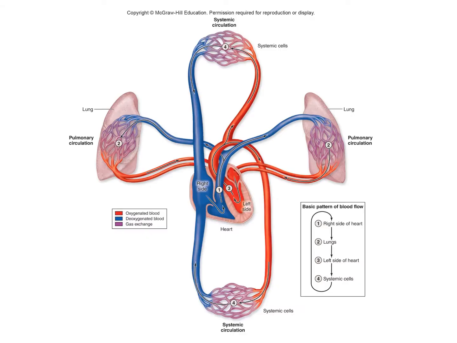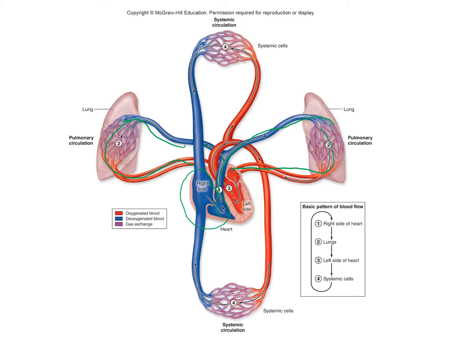So here's a little picture of that. So here we are. Let me change my color. Here we are in the right side of the heart. And from the right side of the heart, blood goes to each lung and then comes back into the left side of the heart. And what I just highlighted in green, that's your pulmonary circulation.